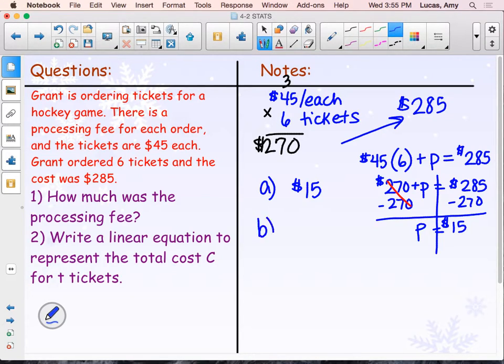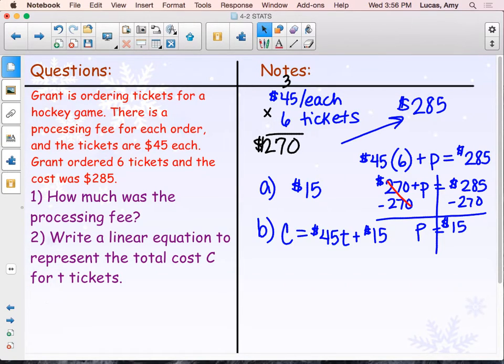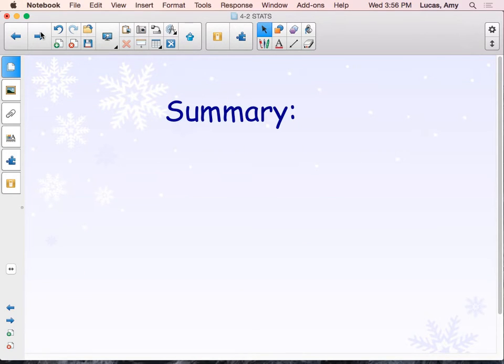So now for part B, if we write a linear equation to represent the total cost, so I would say C equals 45T, because it's $45 per ticket, plus $15 for the processing fee. So that's a general equation that you could use for any amount of tickets, now that we know the processing fee was $15. You should be able to write a summary now that answers your essential question.